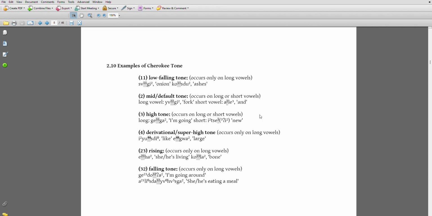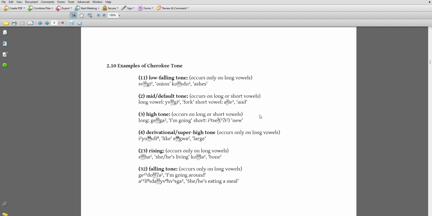Examples of Cherokee tone. So our first example is the low 1-1 falling. It's classified as a falling tone, but there is actually a 2-1 falling. But 1-1 is a level tone because it comes from derived meanings. And it occurs only on long vowels. So our first example word, sogi, sogi, onion. Kostu, kostu, ashes.